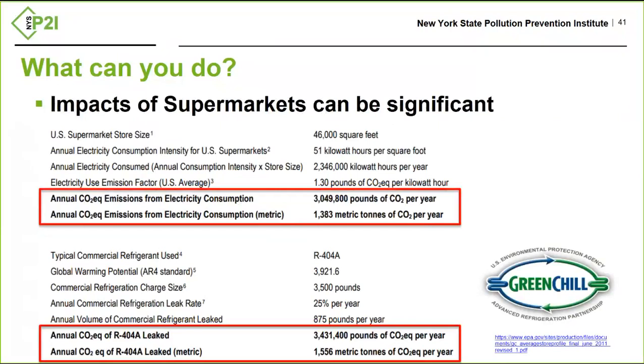But you can see there are two comparisons here. One is the annual GHG emissions associated with electricity consumption, and the bottom box is the annual GHG emissions, measured in carbon dioxide equivalents, of R404A, which is an HFC. They're considering that the average supermarket would leak about 25% per year of their refrigerant. And as you can see here, given those inputs, the amount of emissions associated with refrigerants is greater than the electricity that was consumed at that supermarket.